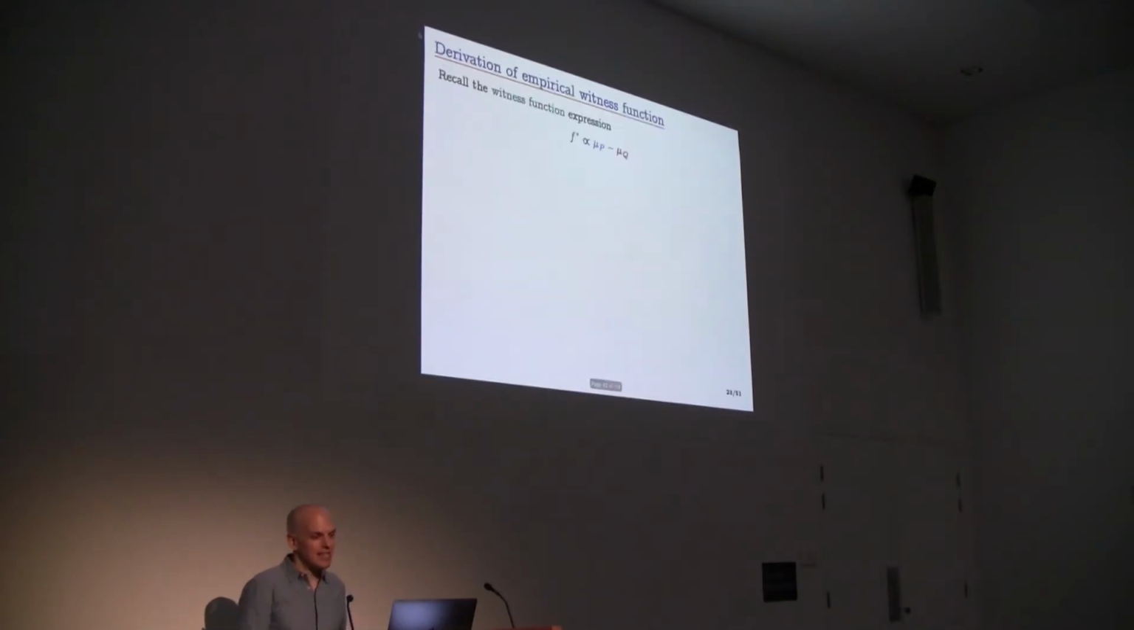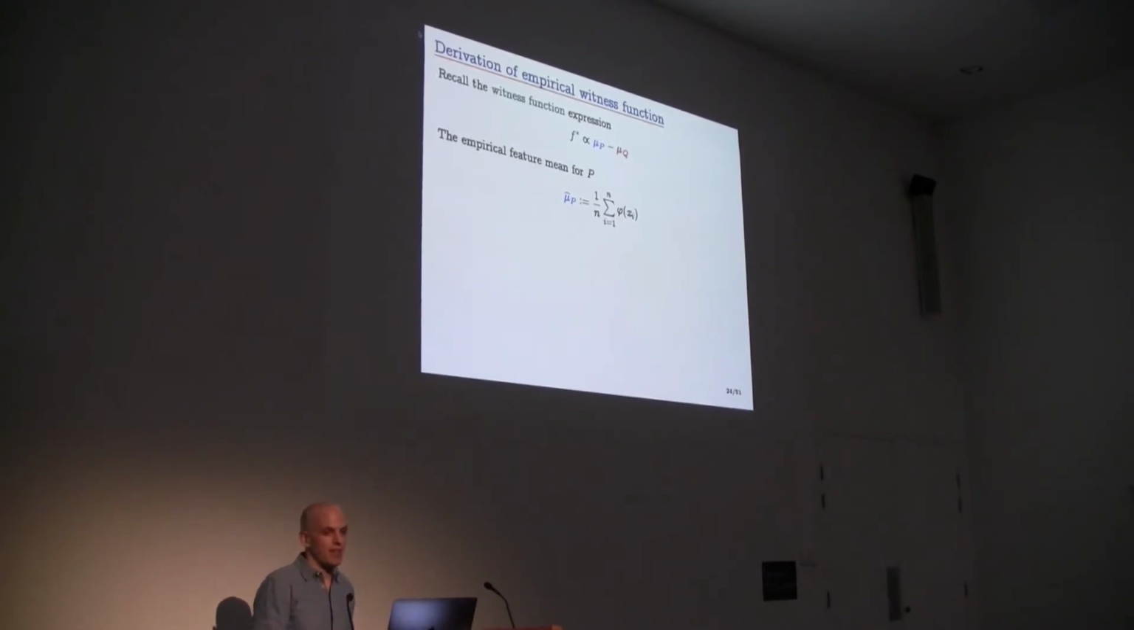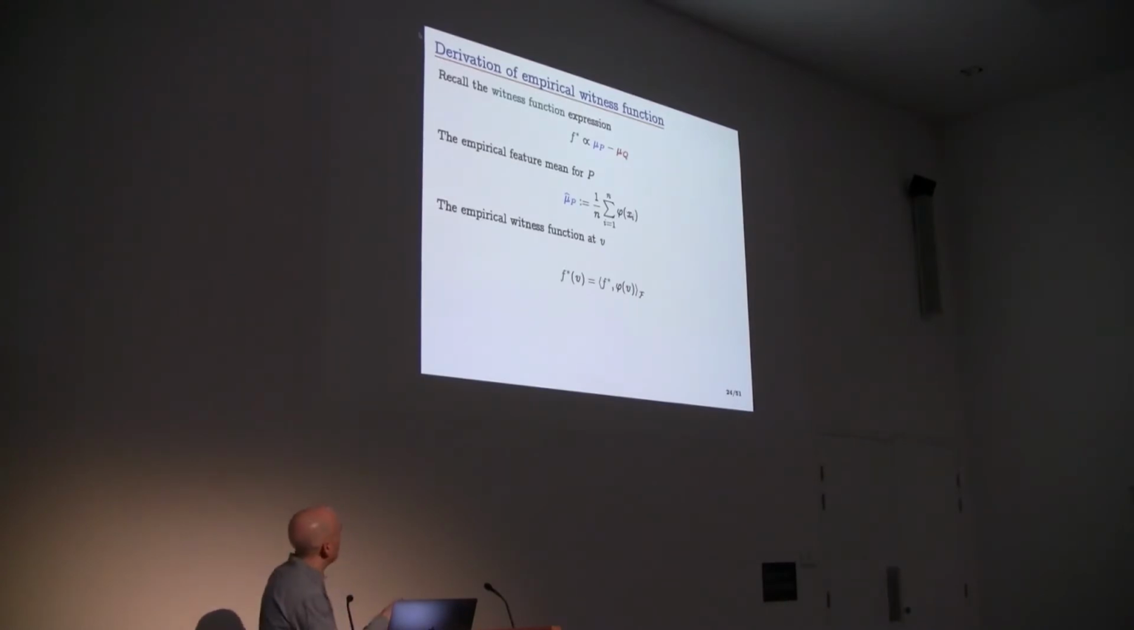How is it that I did that? Well, let's go back to my expression for my witness. So my witness is proportional to the difference in expected features under P and Q. My empirical vector of expected features is just the empirical mean of the features for each of my xi's. Now, my empirical witness evaluated at point b is the dot product of this f star and the features at b, because that's how I define my function. It's the sum of the features with these coefficients.